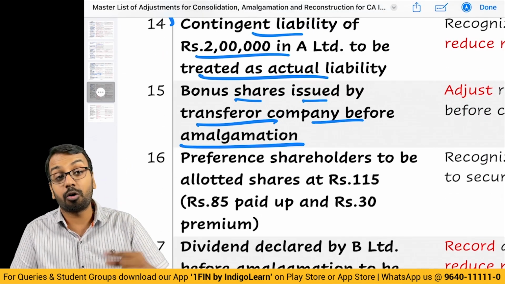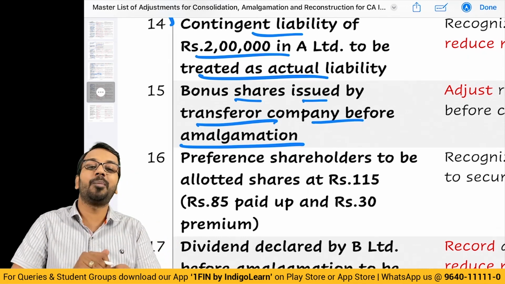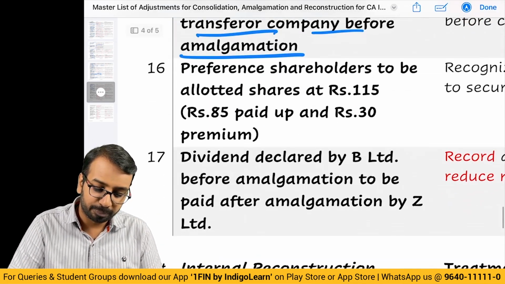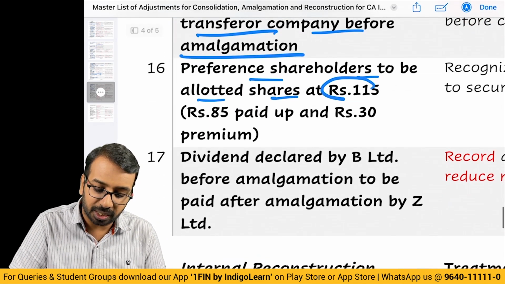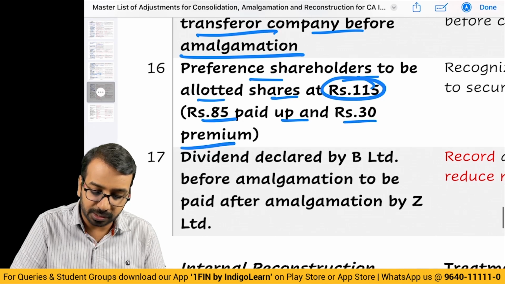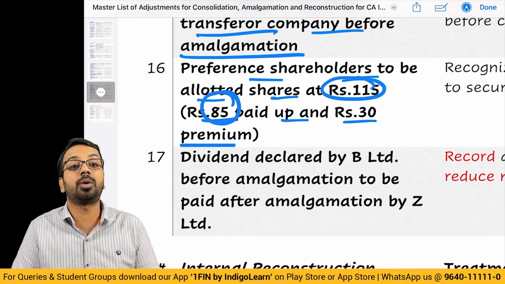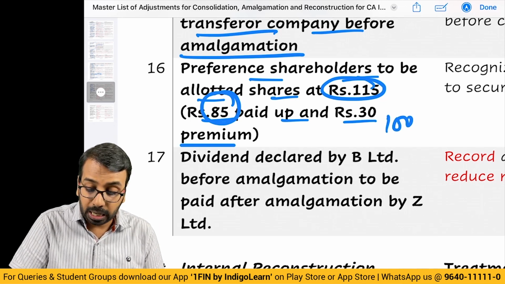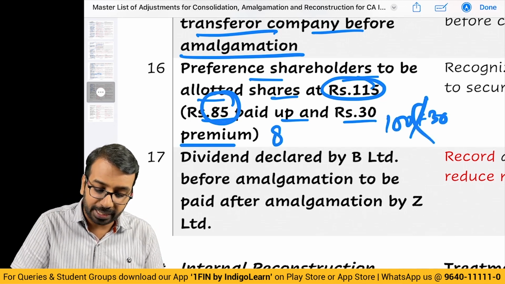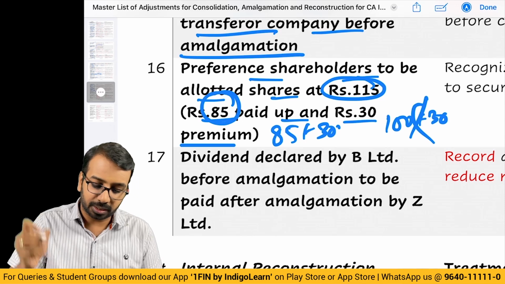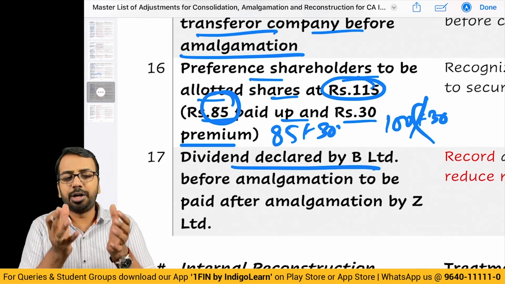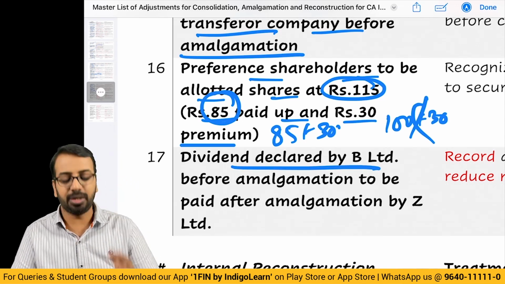Bonus shares issued by transferor company before amalgamation: give the effect to the number of shares and then compute the purchase consideration. Preference shares to be allotted at 115, 85 paid up and 30 is the premium. Here, only 85 will be shown as the paid up value. Don't do 100 plus 30. This is wrong. You will take 85 plus 30. Dividend declared, you will reduce it from the reserves and show it as dividend payable.